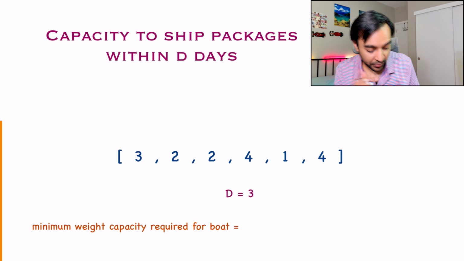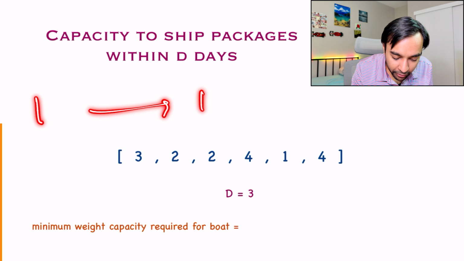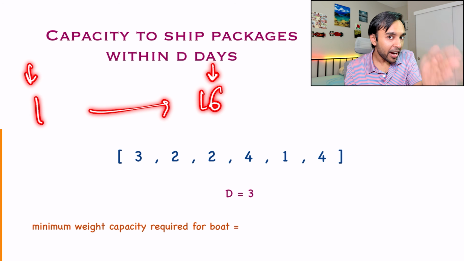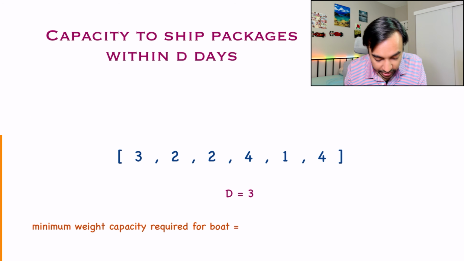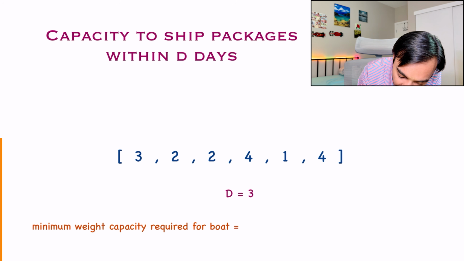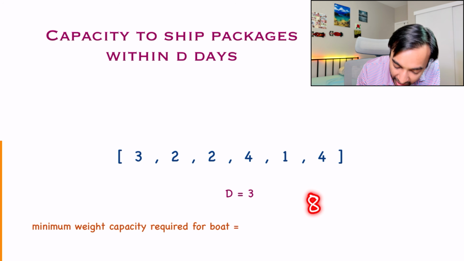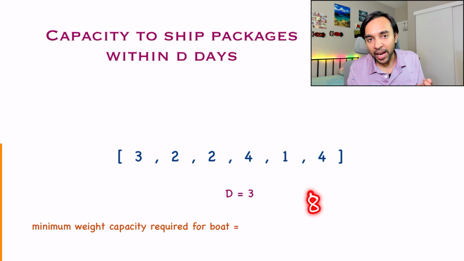And how do I do it? I know that my answer will be between 1 and 16. So these are intentionally my 2 pointers. Find the middle element. The middle element will be 8. So what you can do is, you can try to keep the weight of the boat as 8. And now try to ship packages.